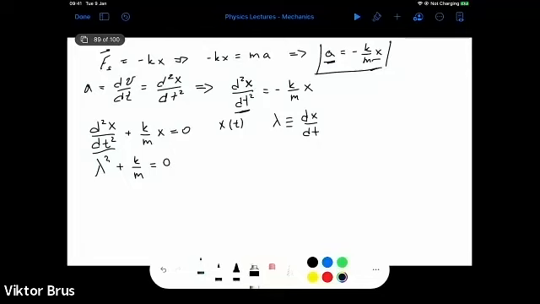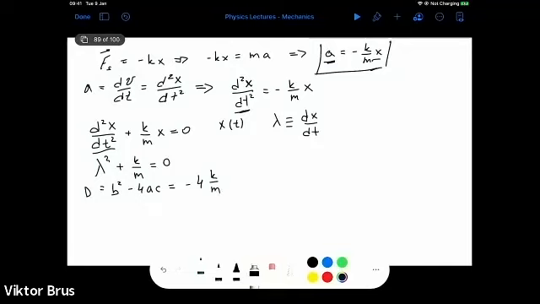So this is nothing else but a simple quadratic equation. So how do we solve quadratic equations? We look for the discriminant, and this is the standard formula b squared minus 4ac. So here b is equal to 0. We don't have lambda to the first power involved in this quadratic equation. So then we have minus 4. A is unity, and c is k divided by m. So our discriminant will be minus 4k divided by m.